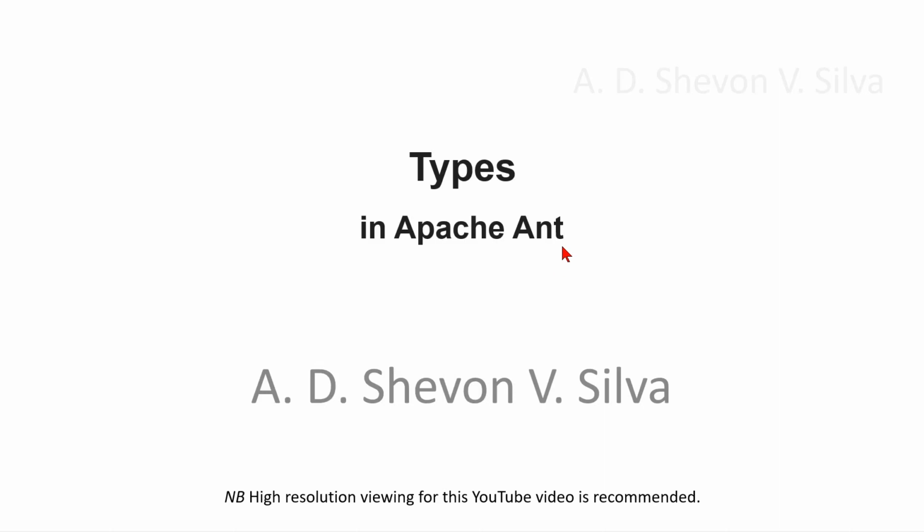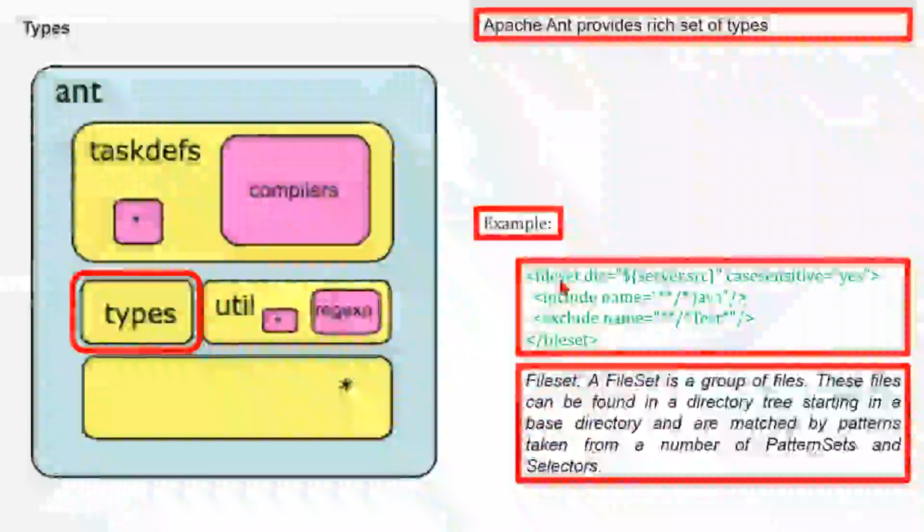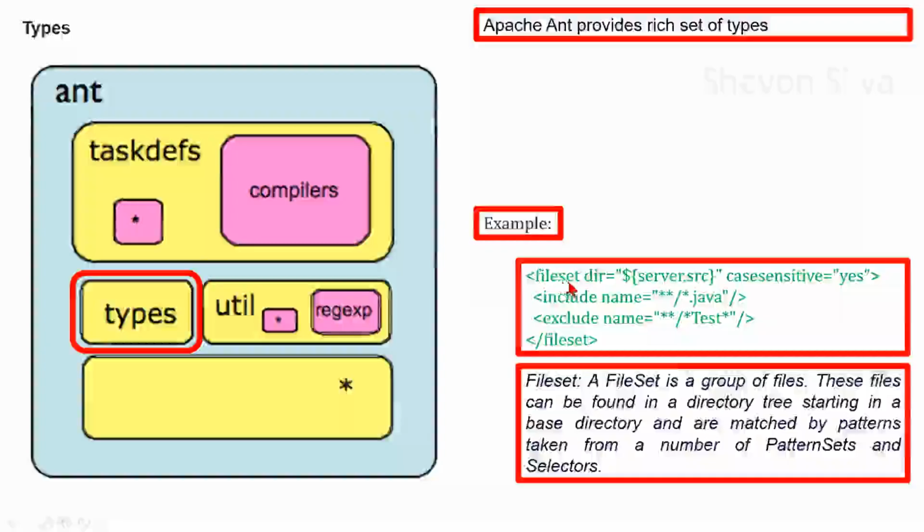types in Apache Ant. You can see the file set type. A file set is a group of files. These files can be found in a directory tree starting in a base directory and are maintained by patterns taken from a number of pattern sets and selectors.